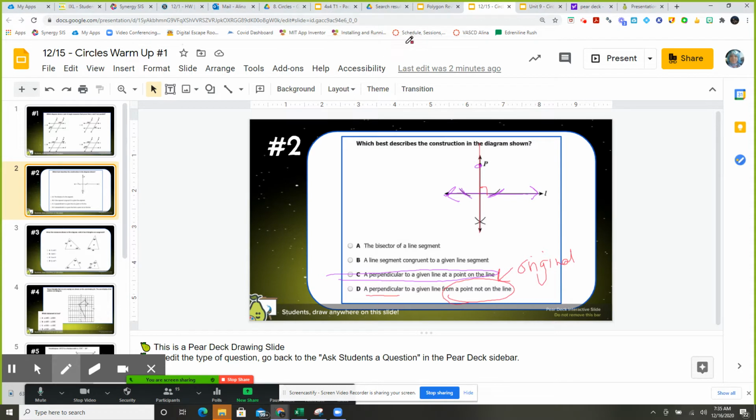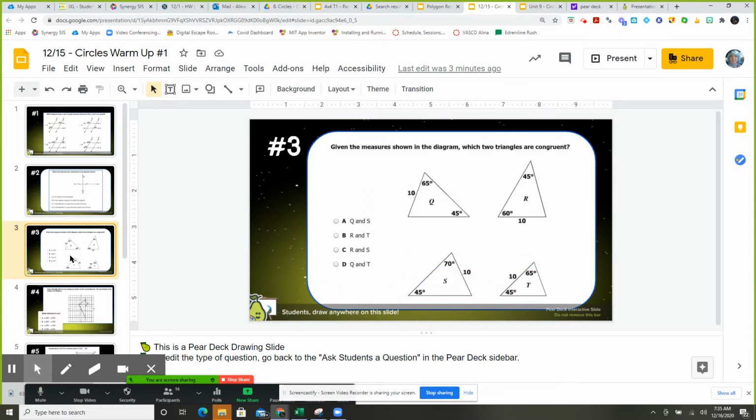So that point P is not on the original line. The original line is purple, the horizontal line. And that's the tricky one. Almost everybody got D, and those who didn't get D frequently got C, so I'm super happy with that.